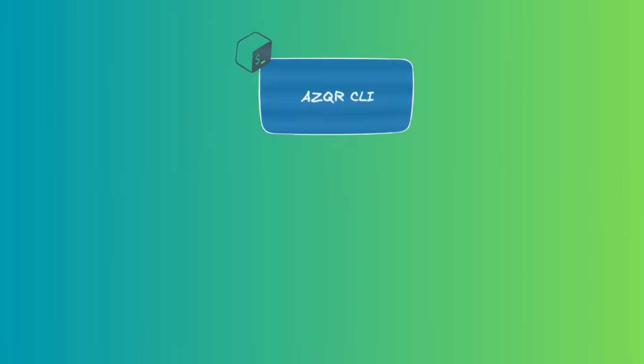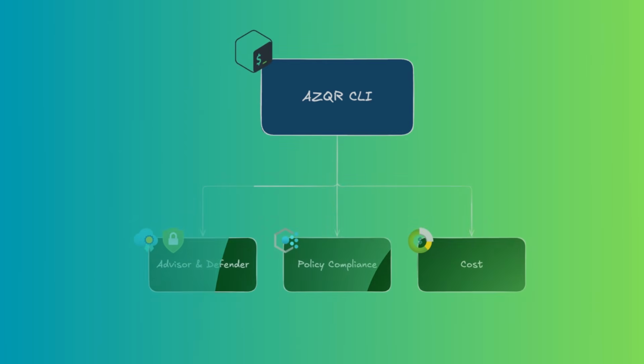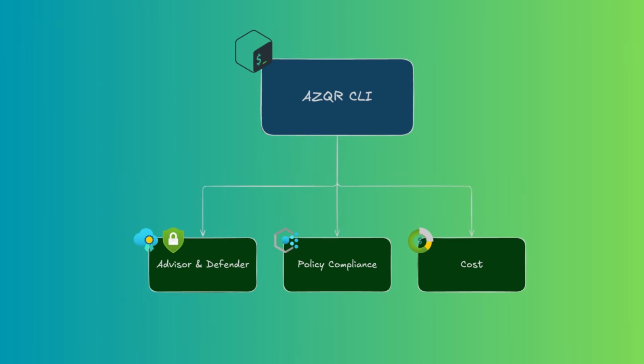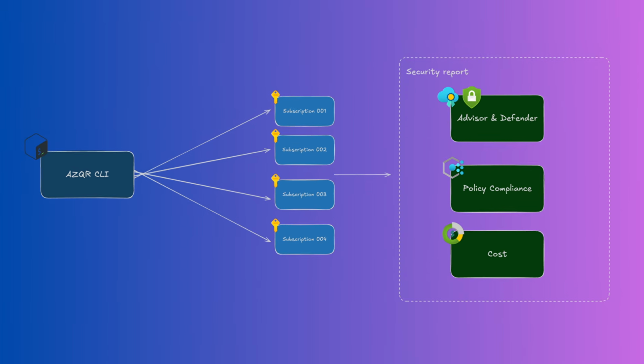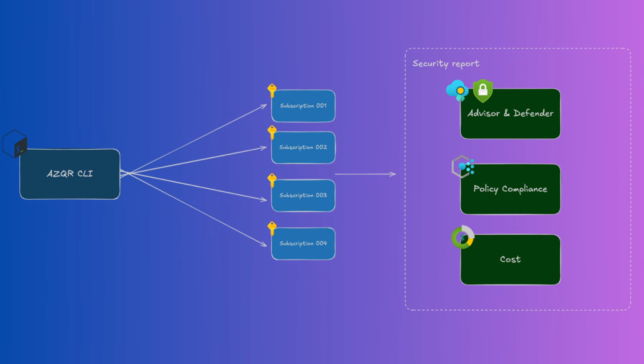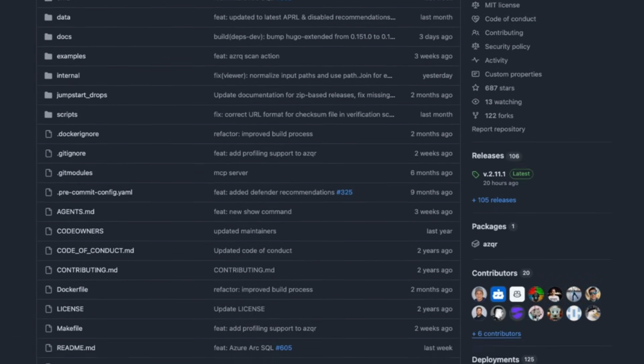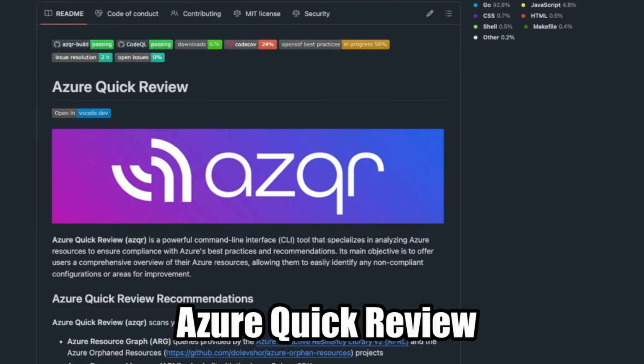But what if it's more than just secure configuration? What if I could get best practice tips and cost recommendations as well? I spend hours checking Azure environments for compliance and security, so when I found a CLI tool that promises to automate this process, I had to try it. I'm talking about, of course, AZQR, or Azure Quick Review.